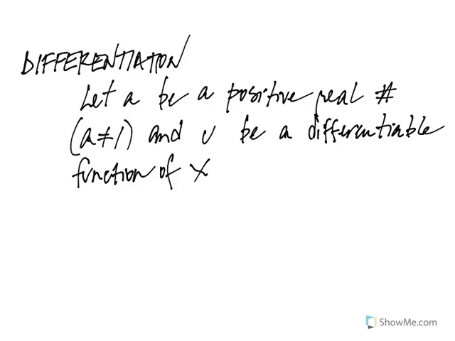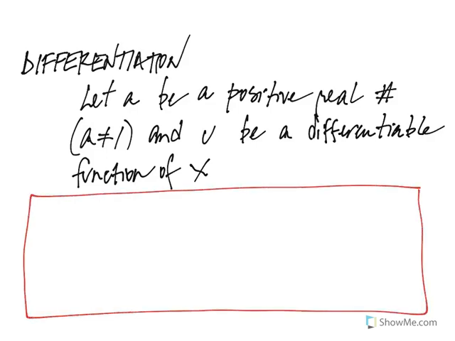For instance, let's start off with differentiation. All right, we'll start off with a couple of caveats. First, let's say that a will be equal to a positive real number, not equal to 1, and then u will be a differentiable function of x. Two formulas I need you to memorize. We'll put this in the red memorization box.